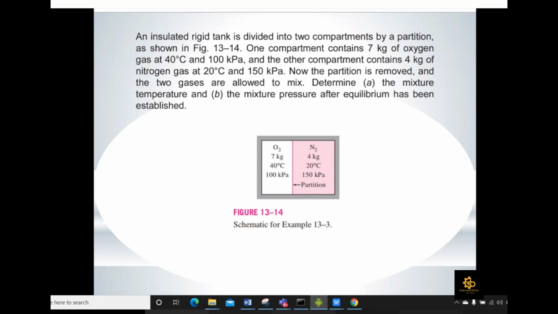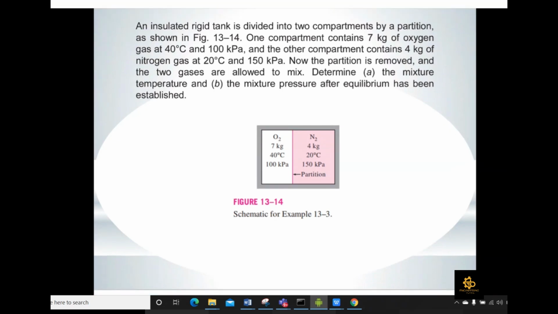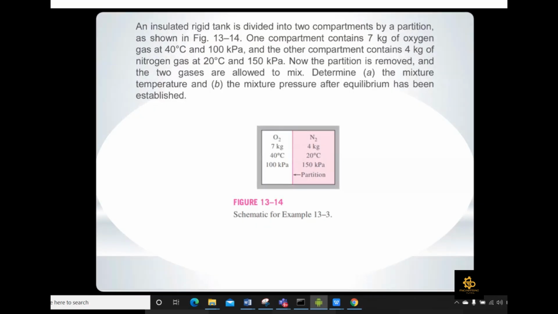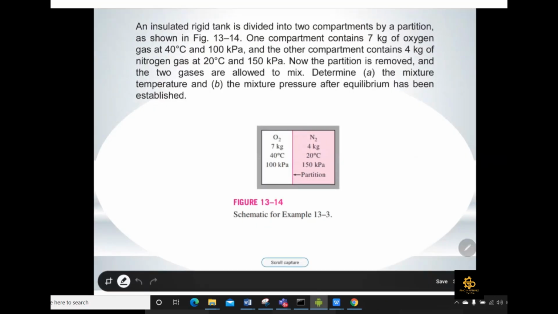So another question, which is example 13-3 from chapter 13. Okay, so you have to just read the statement first, then you will see how to solve this type of question.